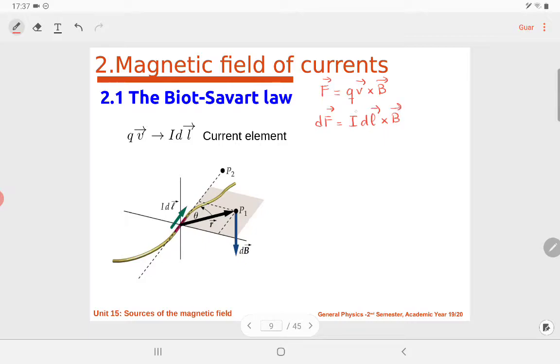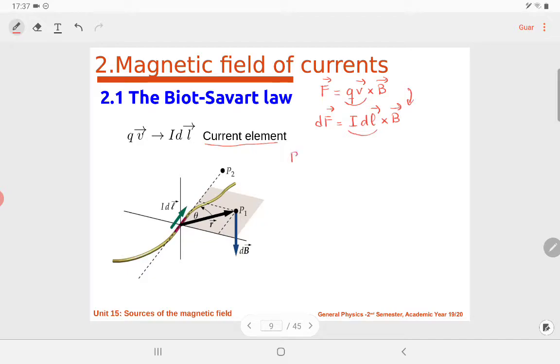So in this change, from the force provided on a charge to the force provided on an element of current, we went from Q times V to the electric current times the element dl that was giving you the direction of this current, what we call the current element. So here we're going to do the same thing, but quicker. We're not going to deduce it as slowly as we did in Unit 14.